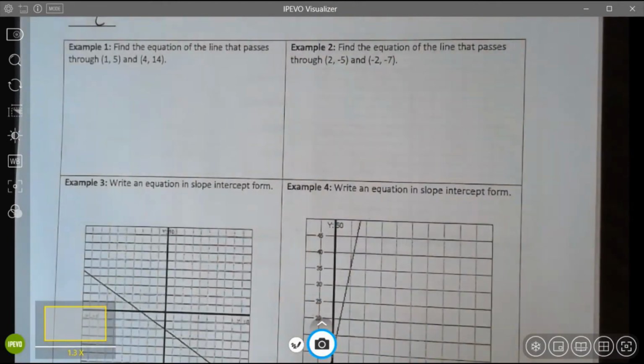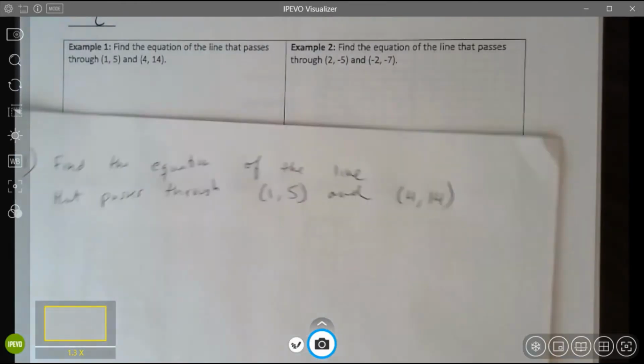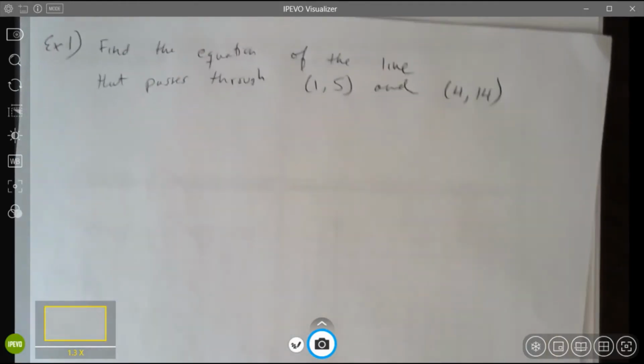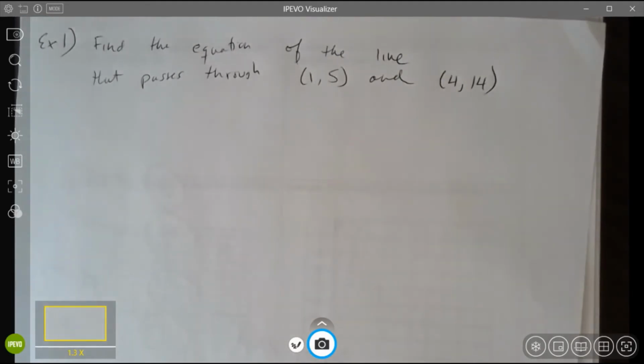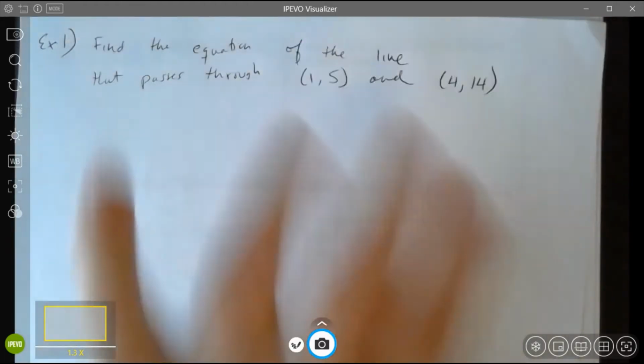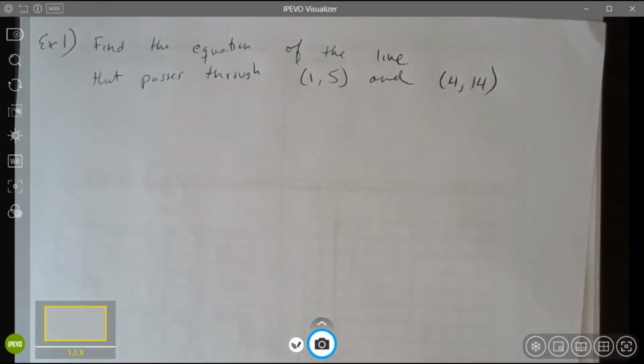So let's look at a couple of these examples. Let's look at example 1. Find the equation of a line that passes through the points (1, 5) and (4, 14). I'm going to do this on a separate sheet of paper just so I have a little bit more room. The way that we find the equation of the line is to first use the slope, but we don't know what the slope of these 2 points is.